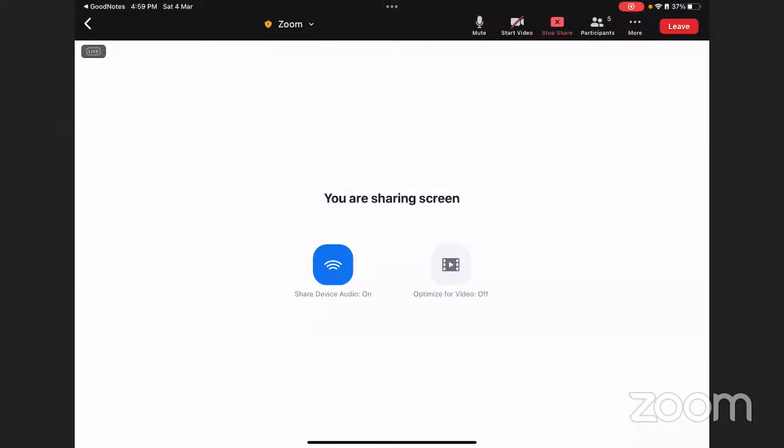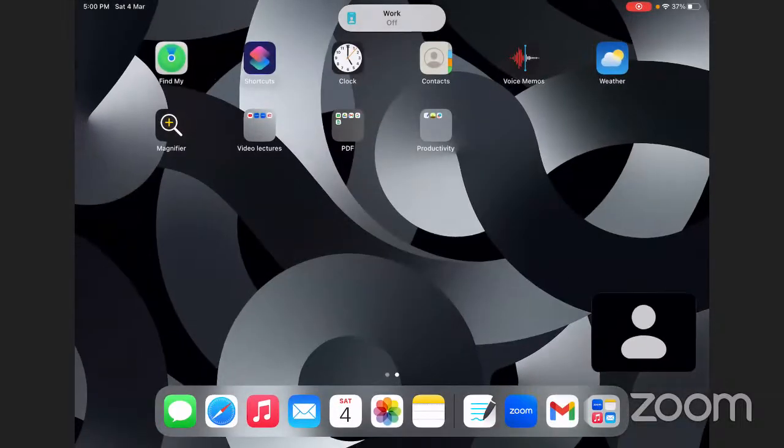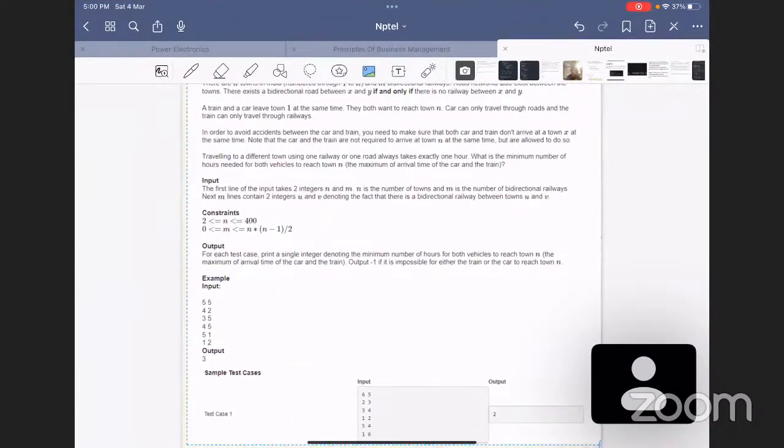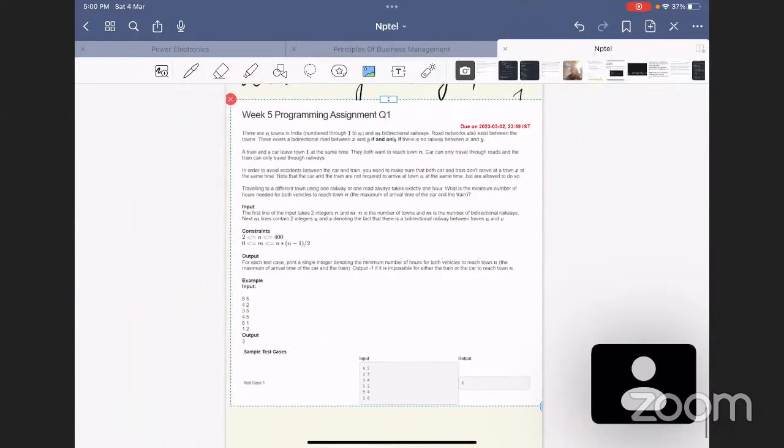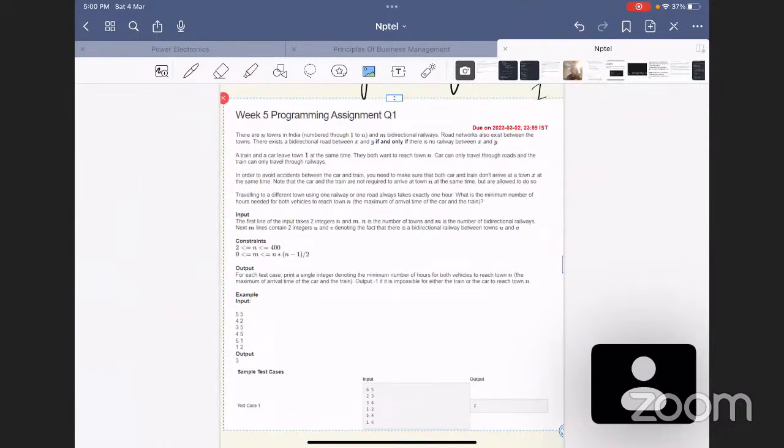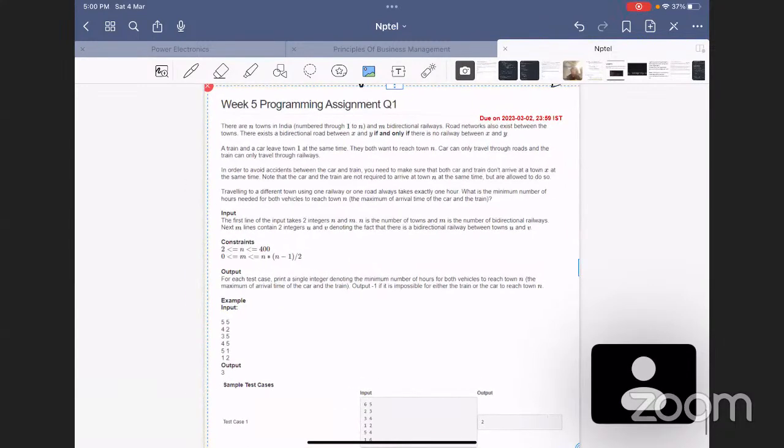Yes, sir. Can you zoom in a little bit on this question page? Actually, this is very small. Is it not visible? Okay, that is fine now. Yeah, Sahil, you can start.